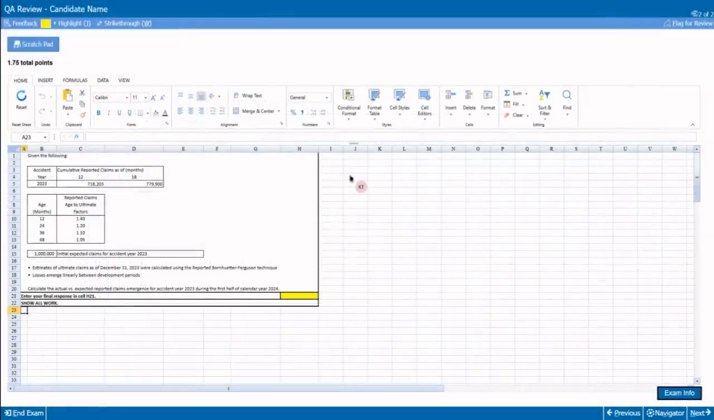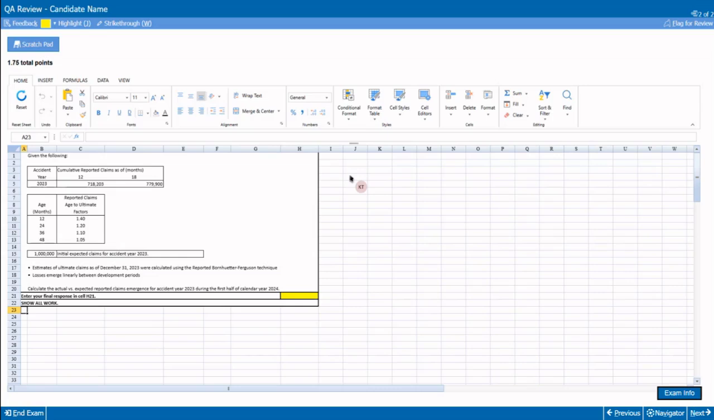I'm the candidate and I'm going to be attempting this 1.75 point problem. So we're told that given the following, for accident year 2023, we have the cumulative reported claims as of 12 and 18 months. We're also provided the reported claims age to ultimate factors for 12, 24, 36, and 48 months. We know that the initial expected claims for accident year 2023 was 1 million.